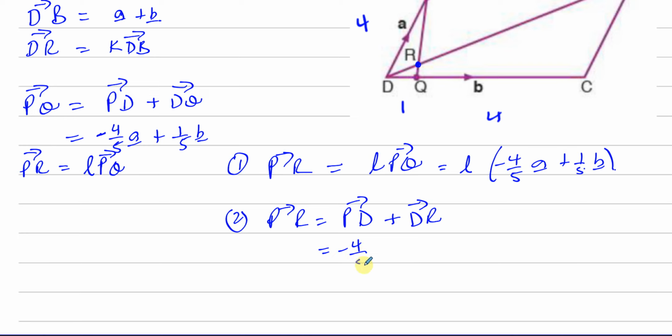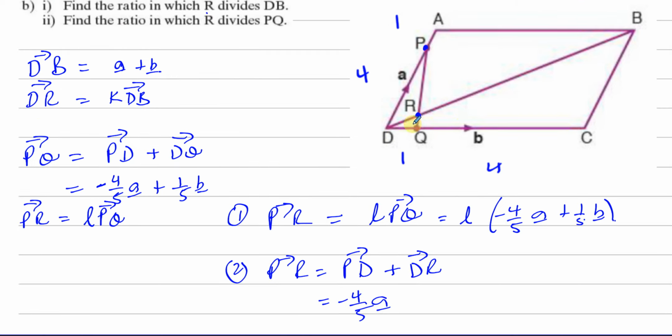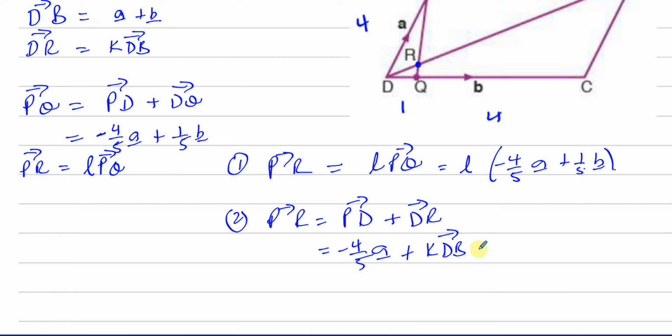Minus 4/5 of a, that's P to D. And D to R is basically, as we've written down here, some constant times D to B. Now what is D to B? It's a plus b. So it's some constant times a plus b. So I can write this as minus 4/5 a plus k times a plus b.